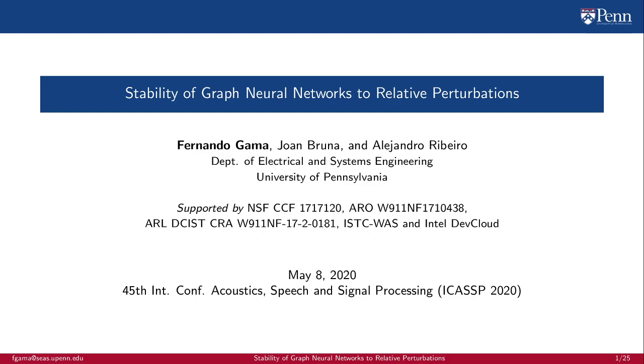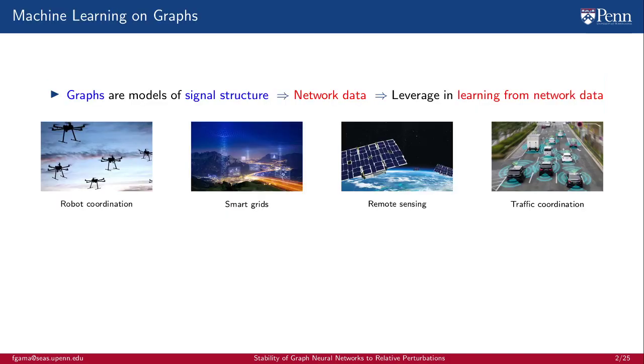Today, I'm going to talk about the stability of graph neural networks to relative perturbations. And the reason why I'm going to talk about graph neural networks is because I want to talk to you about machine learning on graphs. And the reason why I want to do this is because graphs are models of signal structure that describe network data. And network data appears virtually everywhere these days.